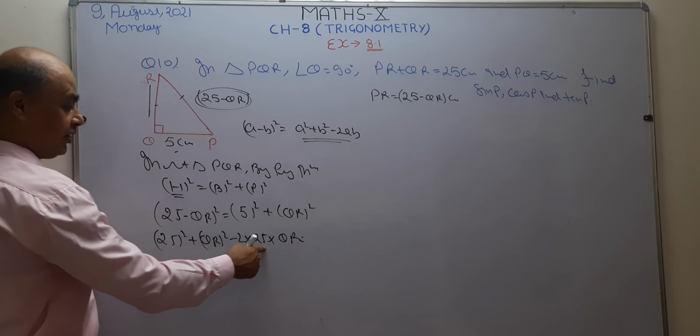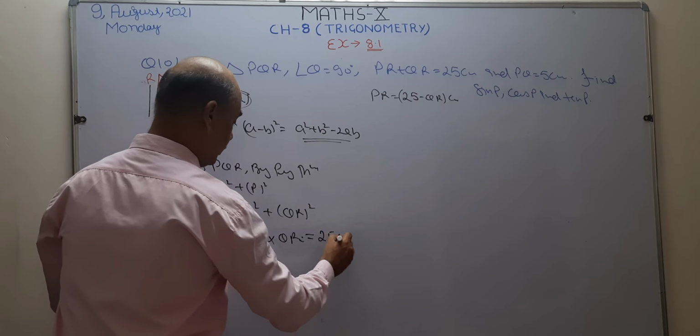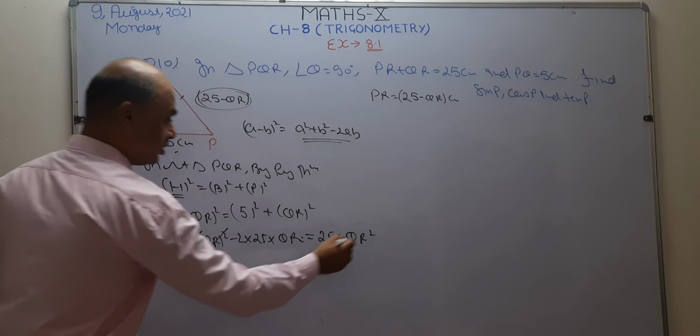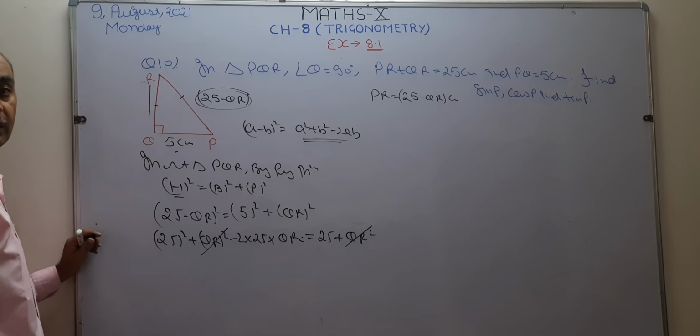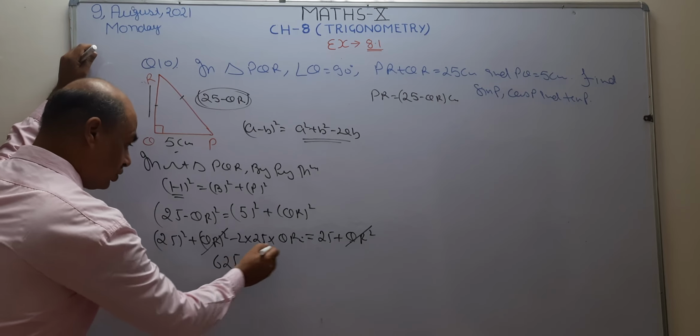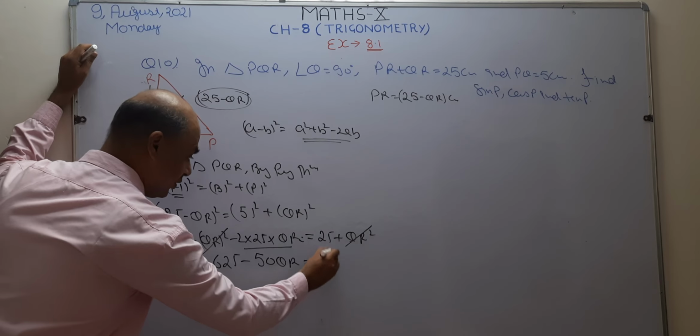A square plus B square minus 2AB, after that the equal sign. Square of 5 is 25 and square of QR is QR square. Now see, QR square is cancelled with QR square. Clear? Now square of 25 is 625. This will become minus 50 QR equal to 25.